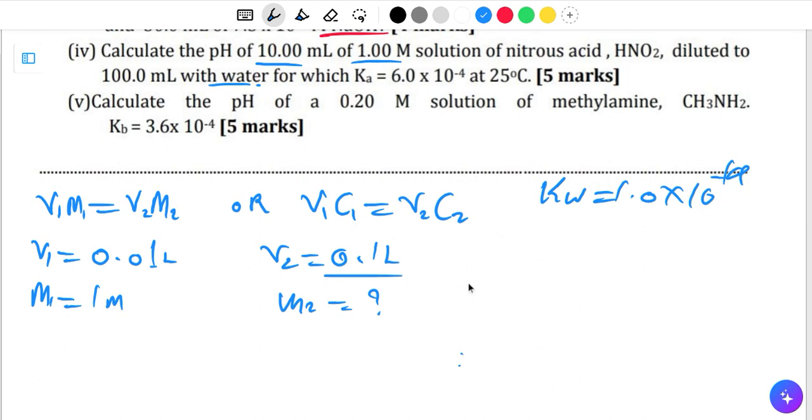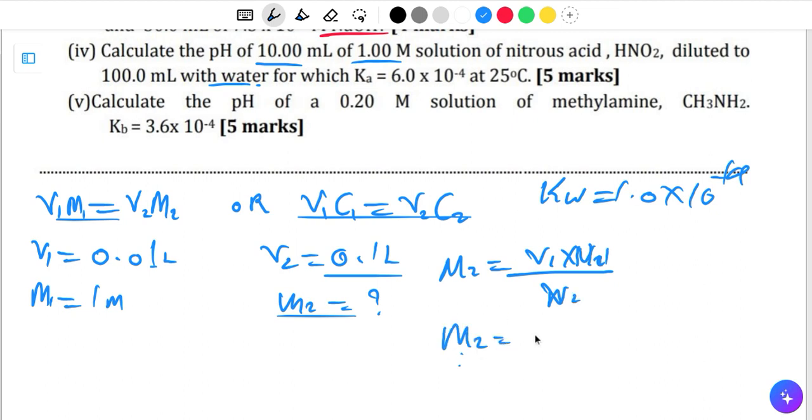So here you need to find what molarity 2 is. Using this formula, you are able to calculate what molarity 2 is. This is molarity 1, then volume 2. So molarity 2 is going to be equal to 0.01 multiplied by 1 divided by 0.1. Then what am I going to get here? I'm getting 0.1 molarity.